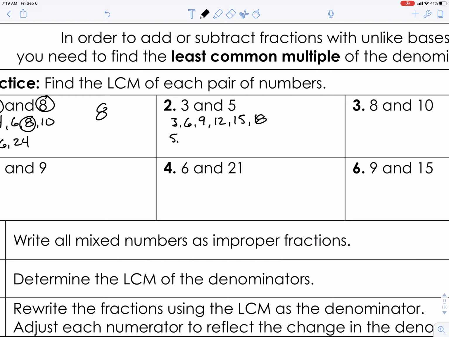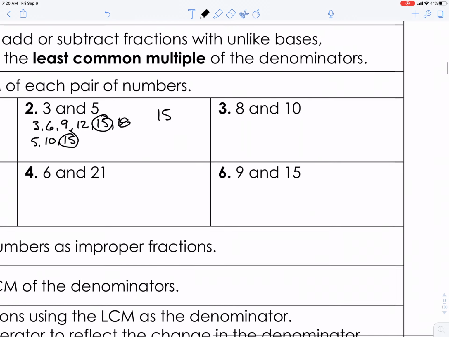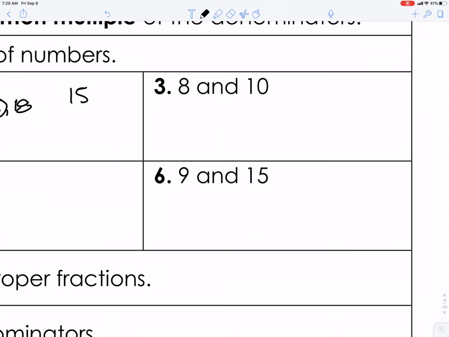5 times 1 is 5. 5 times 2 is 10. 5 times 3 is 15. Whoa, I see a match. As soon as I see a match, I know that's the least common multiple. So 15 is the least common multiple there. Once you pause the video, try to do number 3 on your own.